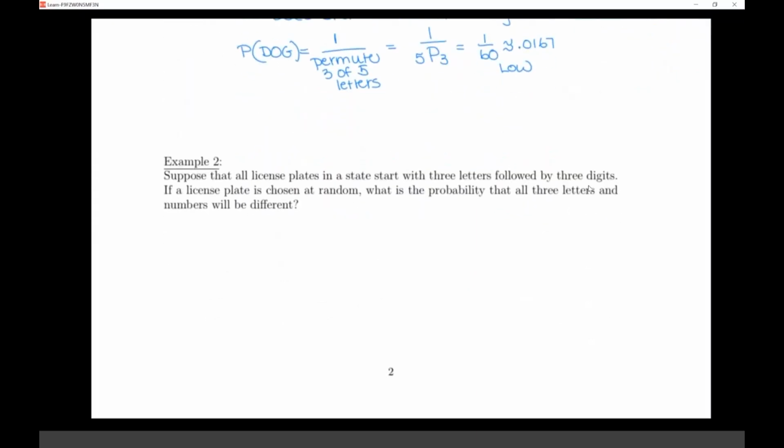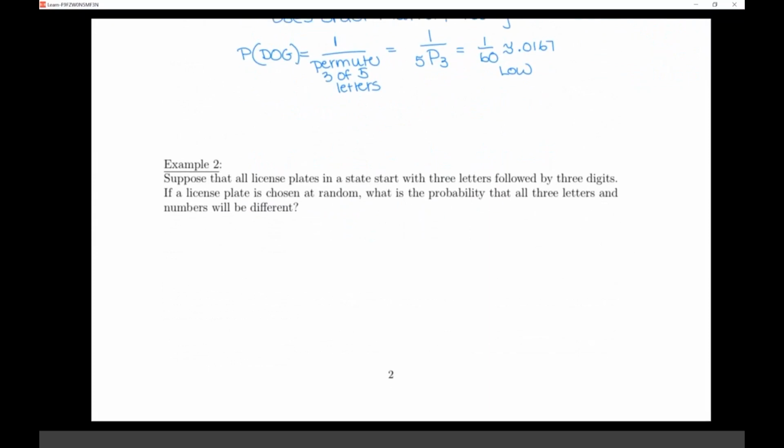Here's another example. Suppose that all license plates in a state start with 3 letters followed by 3 digits. So these are like the old Arizona plates before we added the 4th digit. If a license plate is chosen at random, what is the probability that all 3 letters and all 3 numbers will be different?